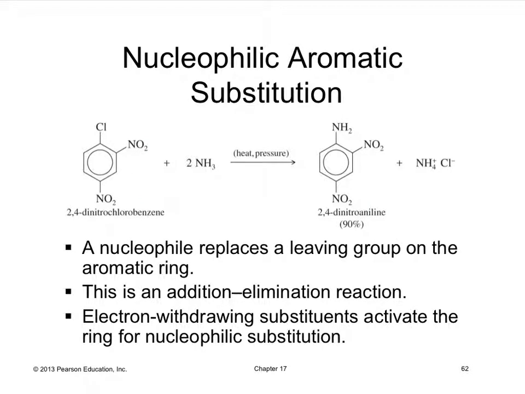Nucleophilic aromatic substitution. So here's your starting molecule, 2,4-dinitrochlorobenzene. In the presence of ammonia and heat and pressure, you can substitute this chlorine with the amine, generating the substituted product. So a nucleophile replaces the leaving group on an aromatic ring. In this case, it's the chloride. This is an addition-elimination reaction, and the electron withdrawing substituents activate the ring for nucleophilic substitutions.